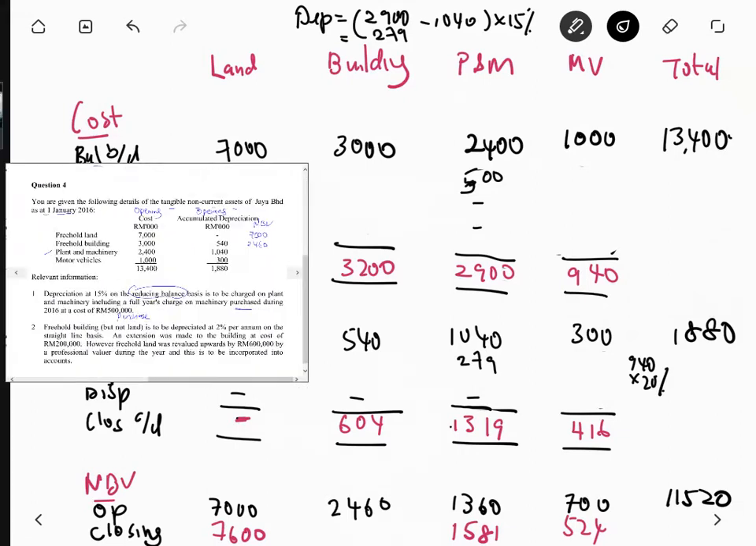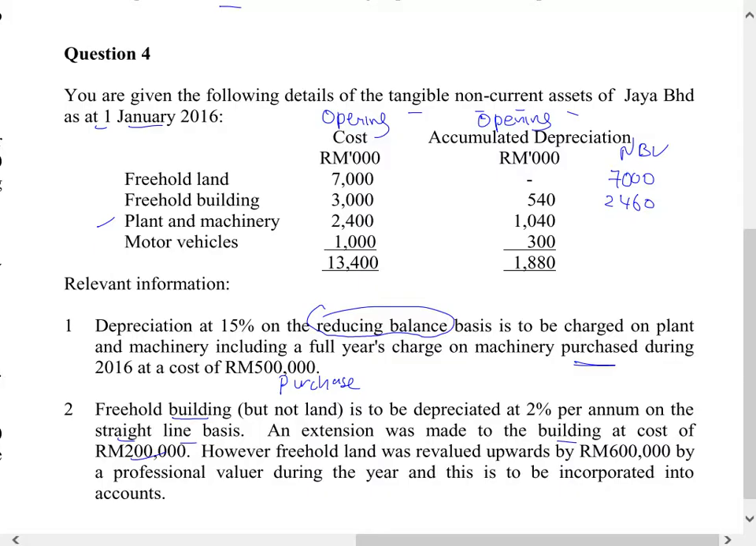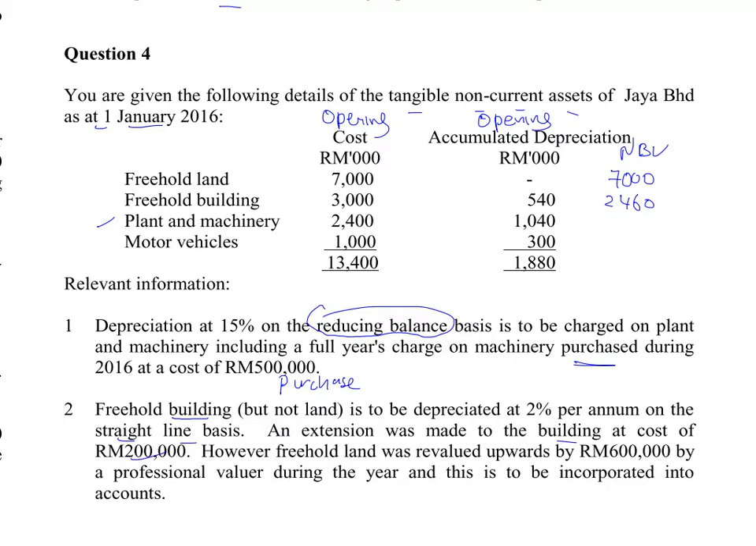Next. Freehold building is to be depreciated 2% per annum on straight line. Easy. An extension was made to the building for 200,000. When you renovate your building, your house, 200,000, what do you do? Expense off or capitalize as asset? When there's an extension or renovation, you add to your cost. It's like a purchase, but it's not a purchase, it's an extension renovation. So add to your cost. Capitalize. So you're going to capitalize the 200,000.